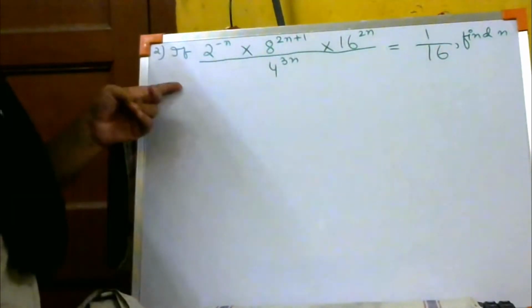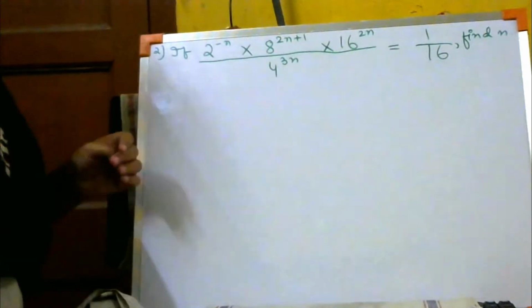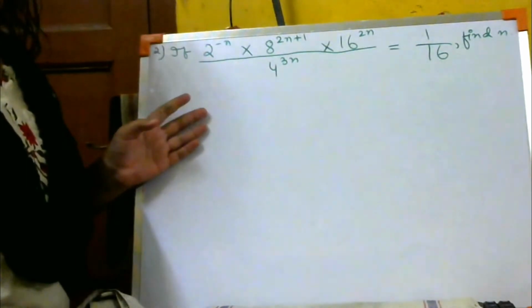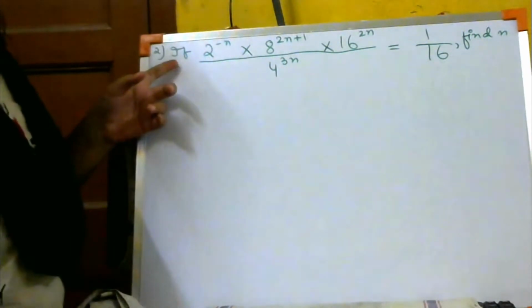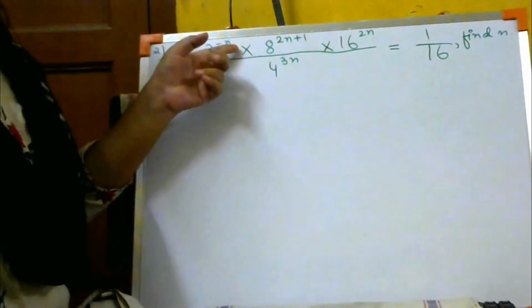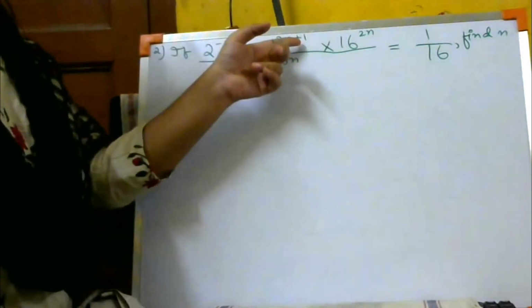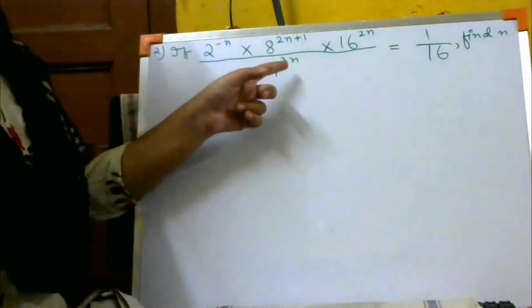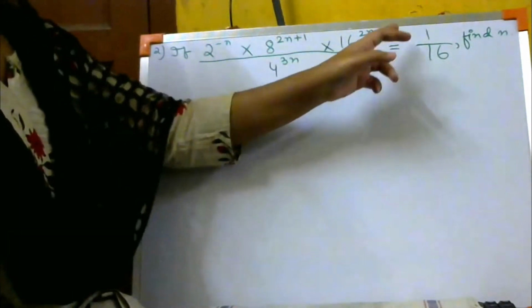Okay. Today's next sum, sum number 2. Copy down the sum. I'm dictating, copy it down. Otherwise, you can pause the video and see the image and then see it. If 2 to the power minus n into 8 to the power 2n plus 1 into 16 to the power 2n completely divided by 4 to the power 3n is equals to 1 by 16.